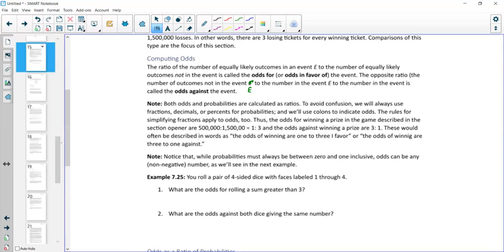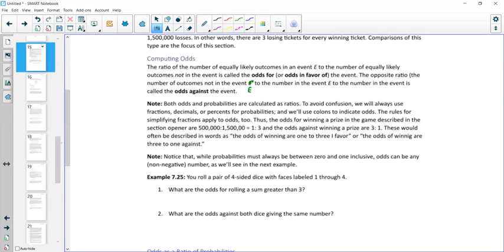Both odds and probabilities are calculated as ratios. To avoid confusion, we will always use fractions, decimals or percents for probabilities, and we'll use colons to indicate odds. You've probably seen this, especially if you're a football fan or something of that nature, or a gambler. Rules for simplifying fractions apply to odds too.